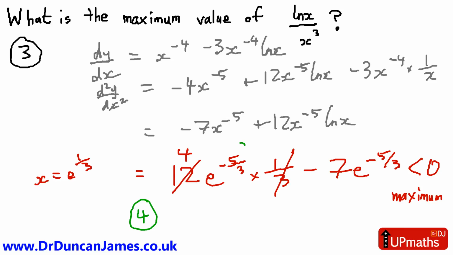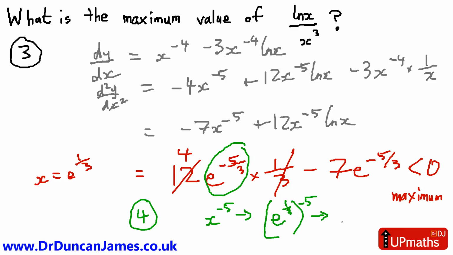You might be wondering where this came from. So I just reinforced the indices rule I was using. That was x to the minus 5, which became e to the third to the minus 5, which became e to the minus 5 over 3, because I multiplied the powers together, or I thought about it some other way. There we go.